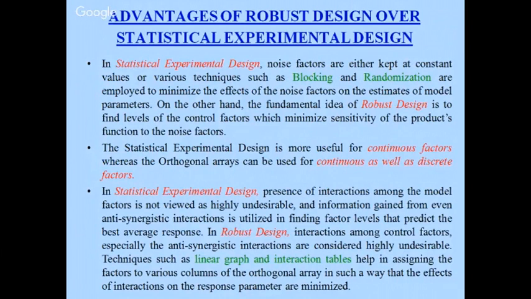The statistical experimental design is more useful for continuous factors. This again is very important. So we can use statistical experimental design only when we have continuous factors. It gives much better results. But orthogonal arrays you can use for continuous as well as discrete factors. I hope you understand the difference between continuous and discrete factors.